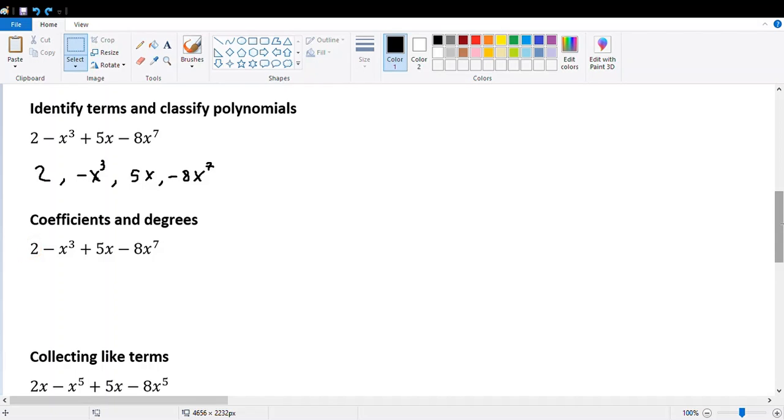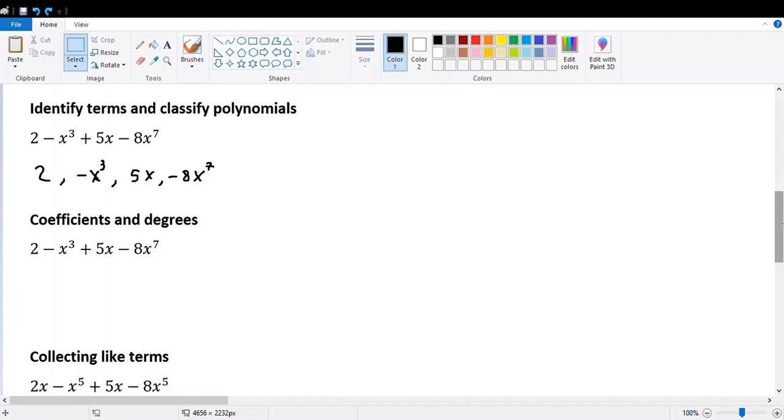Now, let's talk about the degrees. The degree of a term, be careful, the degree of a term. We're talking about just, for example, -8x to the 7th. That's a term. The degree of a term is the exponent of the variable. In that case, -8x to the 7th power, 7 is the degree of this term.